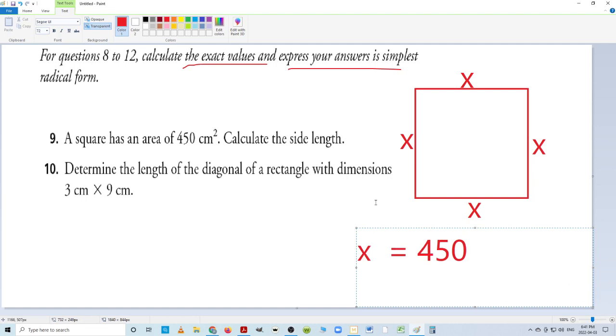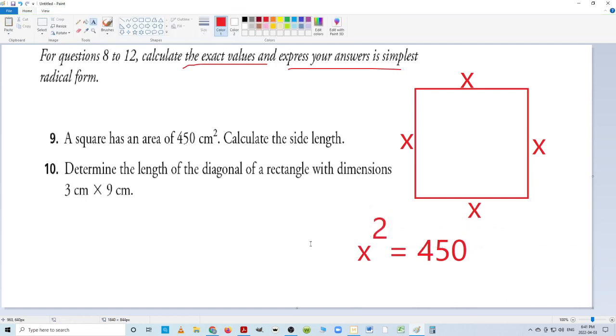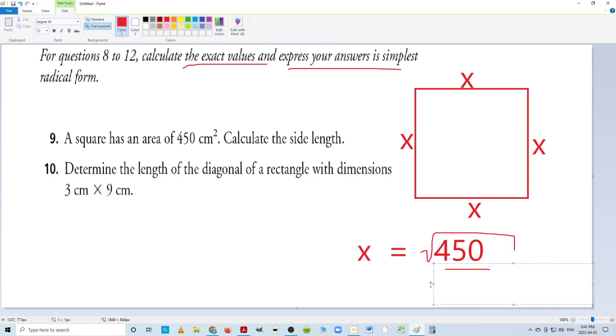And we know that x squared in this case is going to be equal to 450. We don't have to worry about the negative results because areas will only be positive. But if I want to solve this, I've got to square root both sides. And then quickly you should say to yourself, okay, obviously this can be simplified somehow. And I see a 25 in there, but there's probably more.